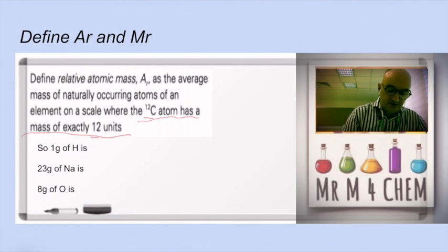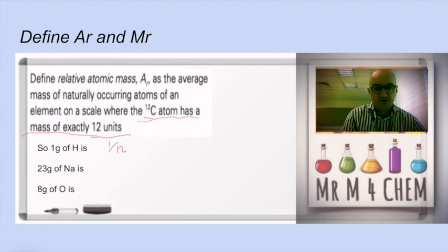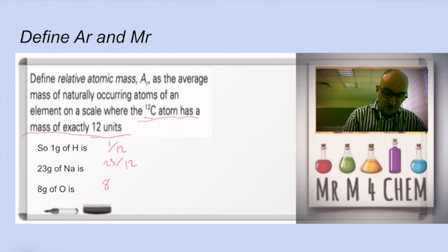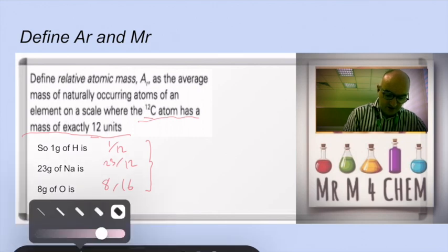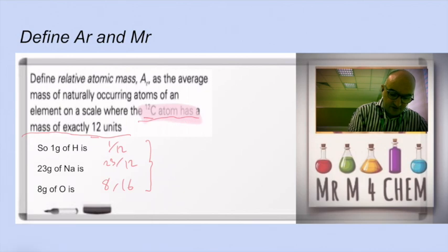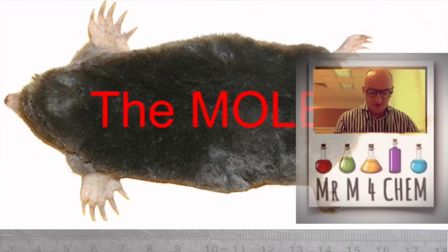So 1g of H is going to be 1/12 the mass of the carbon atom, which is just an arbitrary line in the sand which chemists have chosen. Sodium has an atomic mass of 23, so it's going to be roughly double the mass for the same number of atoms. And oxygen is going to be about half as much for the same number of atoms. They've never asked you to do this. It was put there for your general interest. If you can recite the guidance which is there, then you are good to go in terms of your examination.